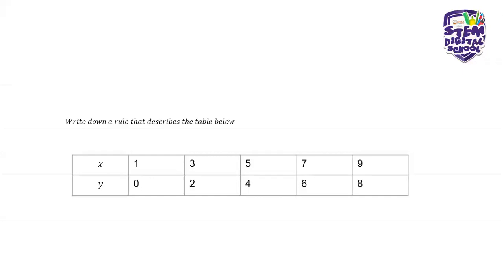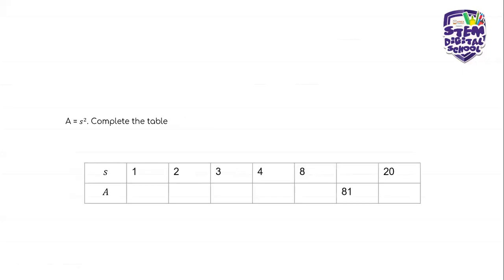So I'm just going to take you through the next slide now. We are given a table here. And of course, A is equal to S squared. So basically, remember the area of the square. We have defined the area of a square as A is equal to S squared. In other words, you multiply the side by the side. So the S there stands for the side, and then A stands for the area.